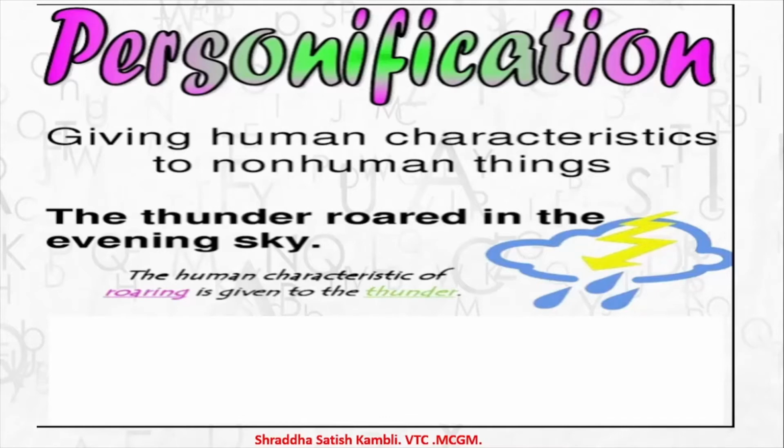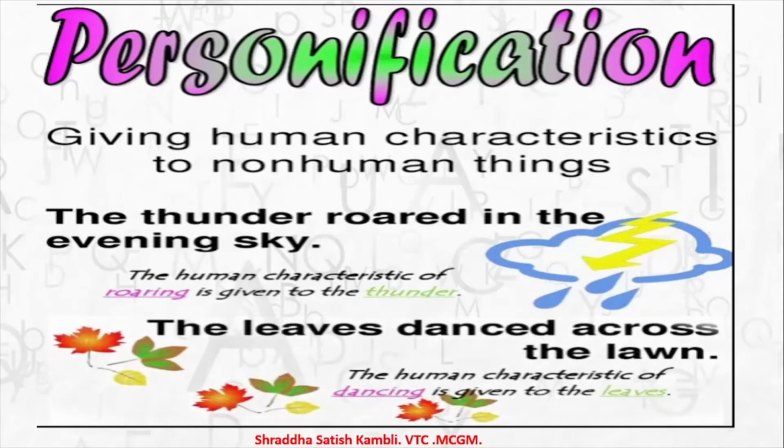Let us take a look at one more example here. See, the leaves danced across the lawn. Now you know dancing. Can leaves dance, children? Leaves cannot dance. Then who can dance? Human beings can dance. So the human characteristic of dancing is given to the leaves. So this is an example of personification.